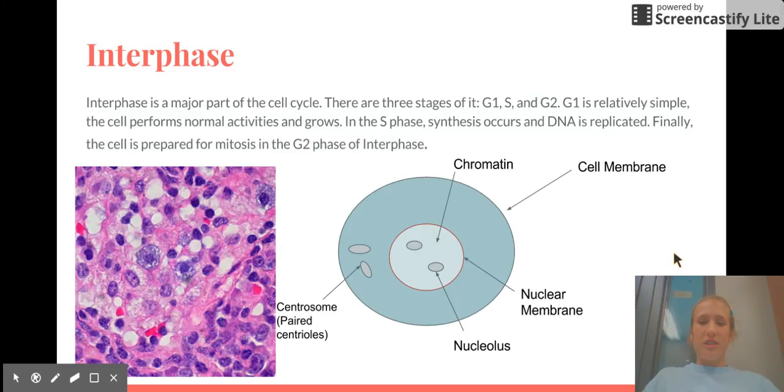G1 is relatively simple. The cell just performs normal activities and grows. In the S phase, synthesis occurs and DNA is replicated. One way you can remember S phase is because synthesis starts with a S, and it's the S phase. Finally, the cell is prepared for mitosis in the G2 phase of interphase.